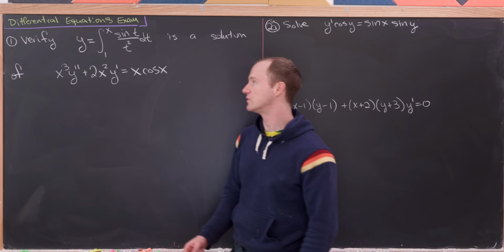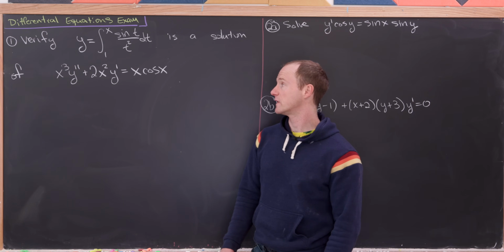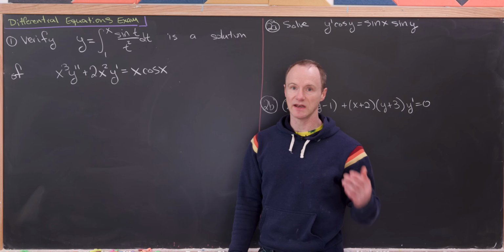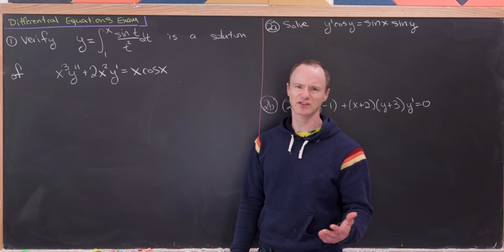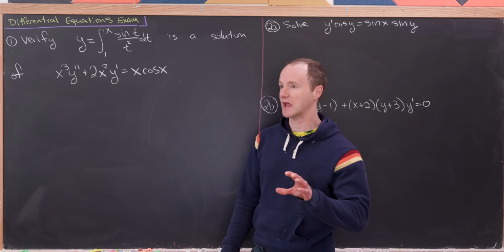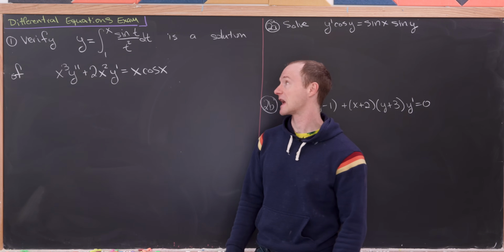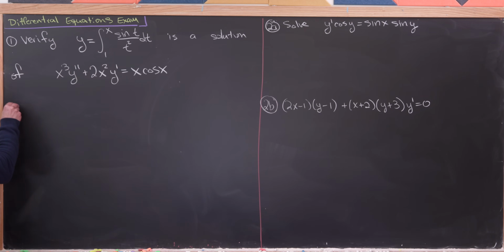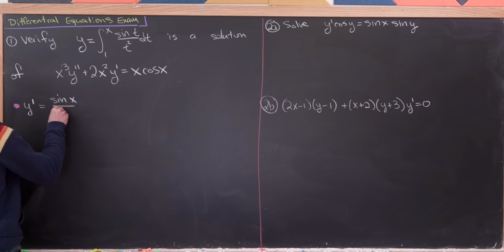We have x cubed y double prime plus 2x squared y prime equals x cosine x. And now this is really just an exercise in finding derivatives, and especially using the fundamental theorem of calculus. Okay, so let's start by finding the first and the second derivative of our function y. So by the first fundamental theorem of calculus, or the second, depending on which book you're looking at, y prime is going to be equal to sine of x over x squared.